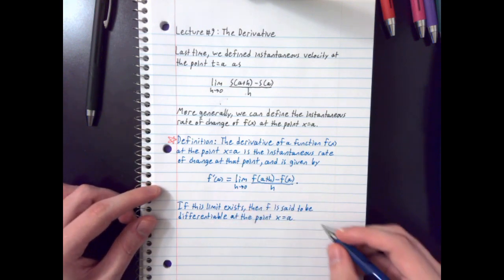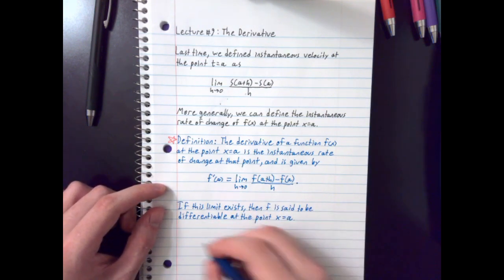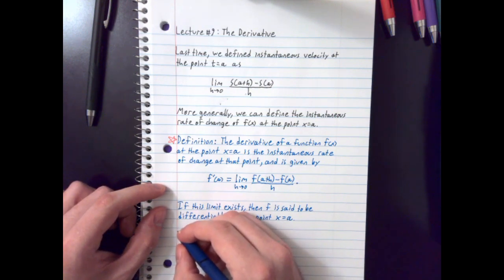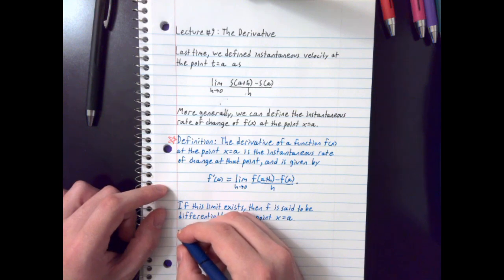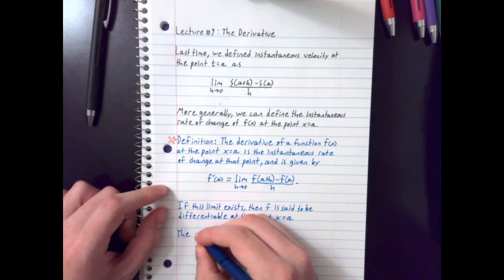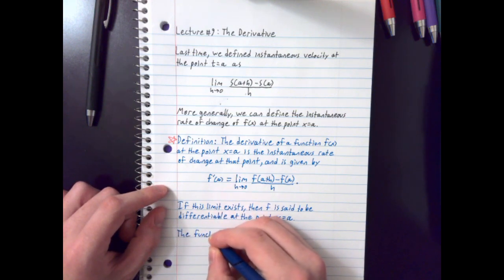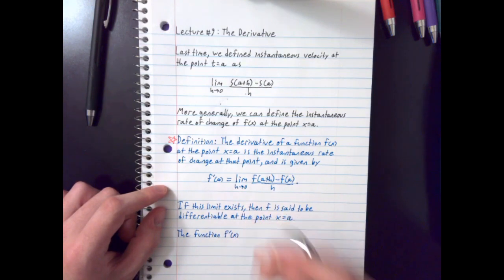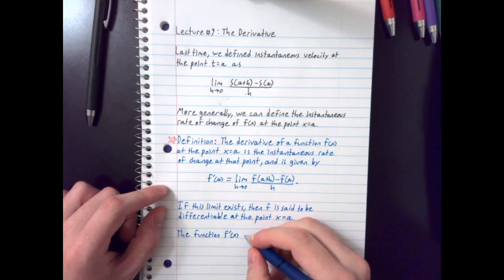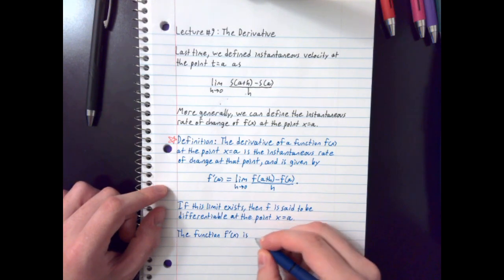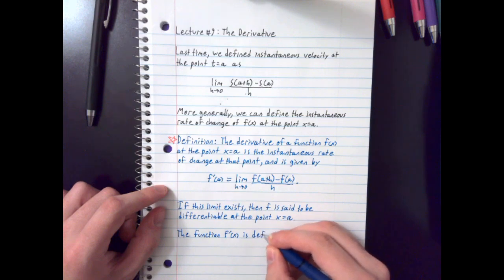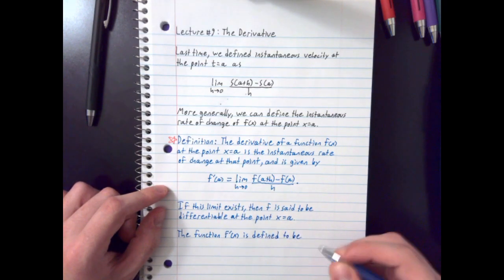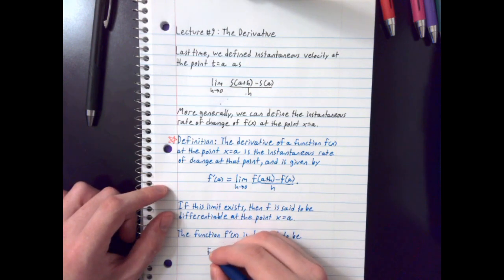So continuing on, maybe, how do we want to say this? The function f prime of x is defined to be the thing that you get when you compute this limit.